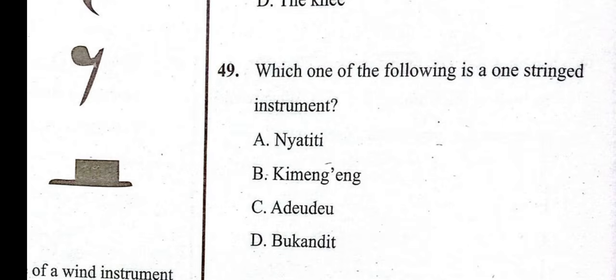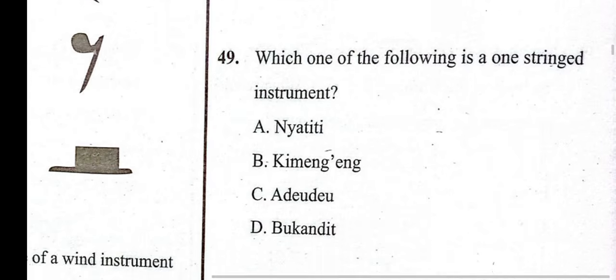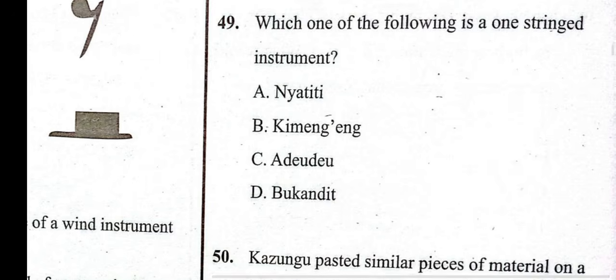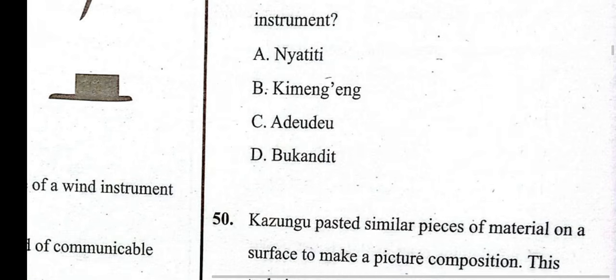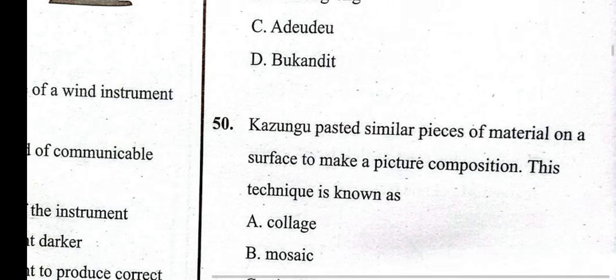Then, which one of the following is not a stringed instrument? Stringed instrument means one-stringed instruments with one string. It is, of course, kimengeng, nyatiti, adeudeu, bukantit, that one, all of them one.